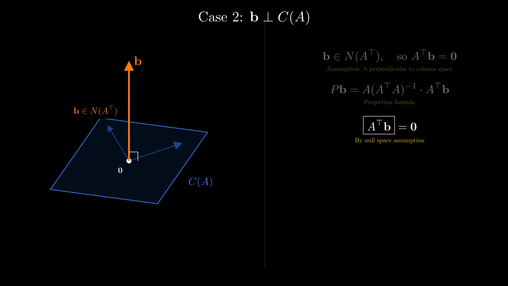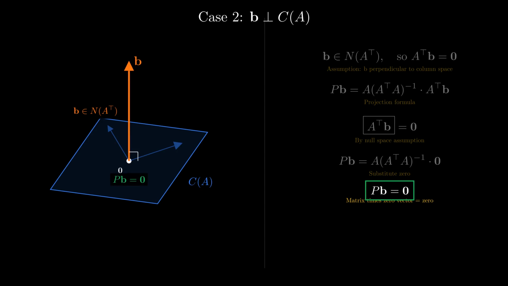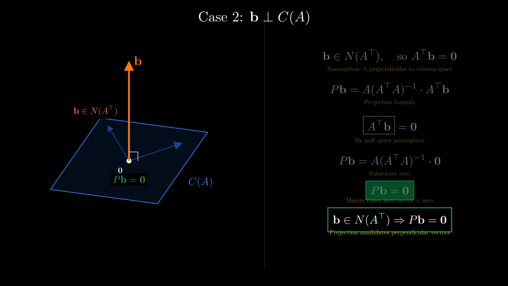Focus on the rightmost piece, A transpose B. By our assumption that B is in the null space of A transpose, that product equals the zero vector, so the entire expression becomes A times the inverse of A transpose A times 0. Any matrix times the zero vector gives 0, therefore PB equals 0. The projection annihilates B completely. A vector perpendicular to the plane casts no shadow. There is no column space component to capture.